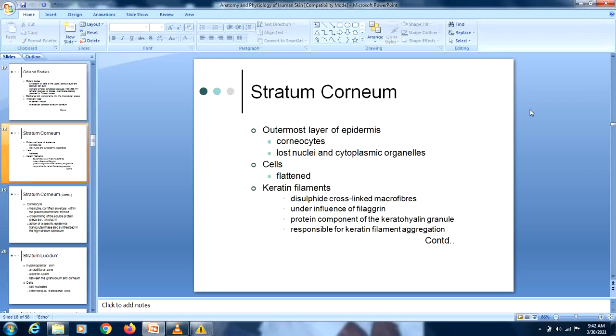Now, basically, stratum corneum is the outermost layer of epidermis composed of corneocytes which have lost their nuclei and cytoplasmic organelles. Basically, these are dead. The cells are flattened and they contain keratin filaments, which are disulfide cross-linked microfibers under the influence of filaggrin, a protein component of the keratohyalin granule, which is responsible for keratin filament aggregation.